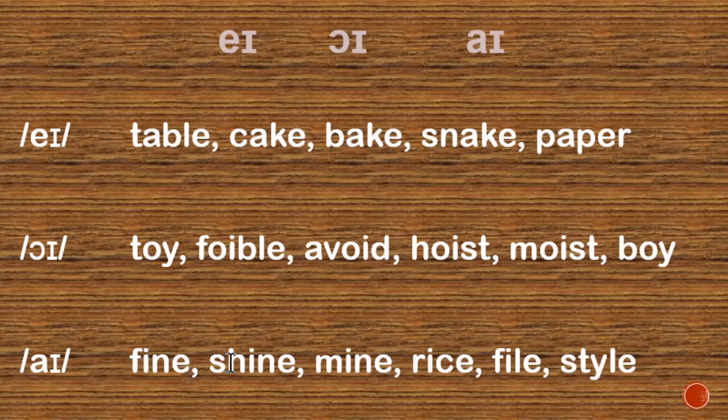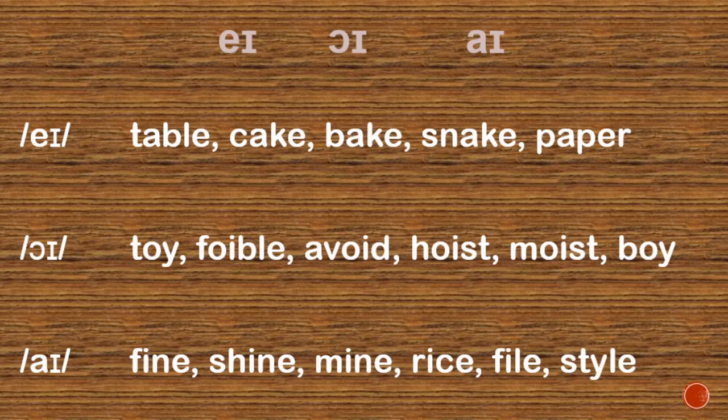Fine, shine, mine, rise, file, style. That is I. It is not the short I, but the diphthong. So it is not fine with the short vowel, but fine. Fine, shine, mine, rise, file, style. Okay, that is A, oi, and I sounds.